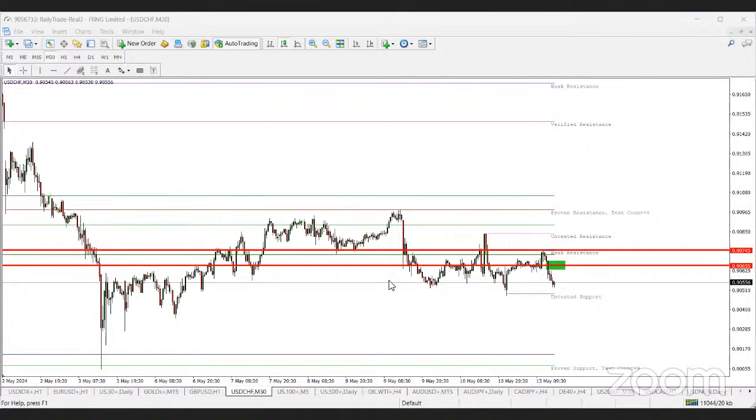So that's that. Now, that's Euro USD, USD CHF. Let's look at USD JPY.